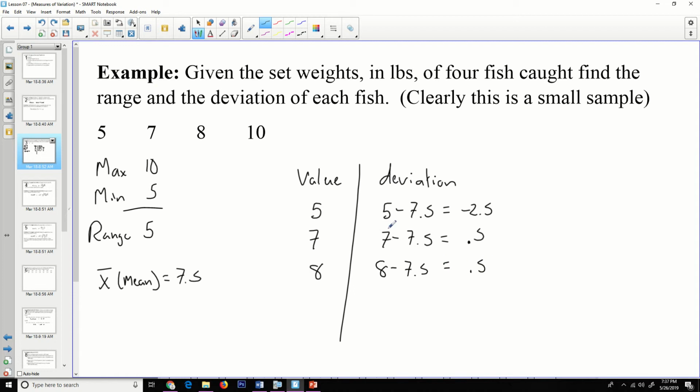Oops, I made a mistake here. So 7 minus 7.5 should be negative 0.5. And then 8 minus 7.5 gives me 0.5. And then 10 minus 7.5 is positive 2.5. So these are the deviations for each of those values. Now individually, these don't say a whole lot for us, but standard deviation, which is something that we're going to be talking about, is based on these calculations.